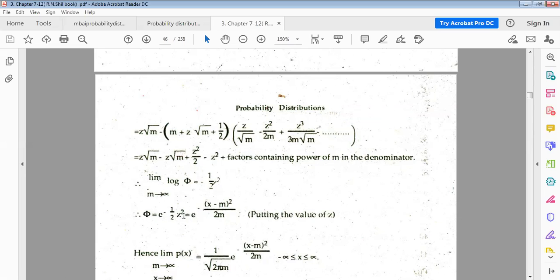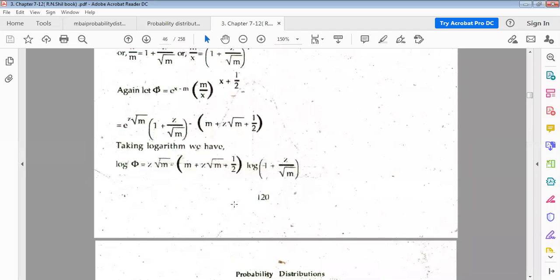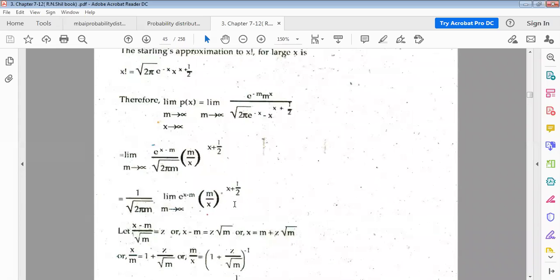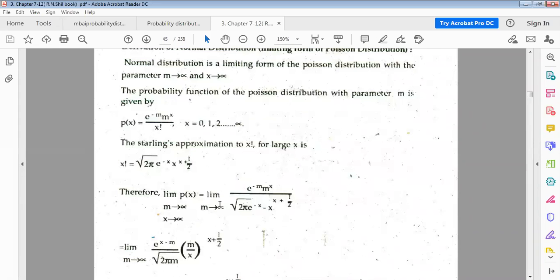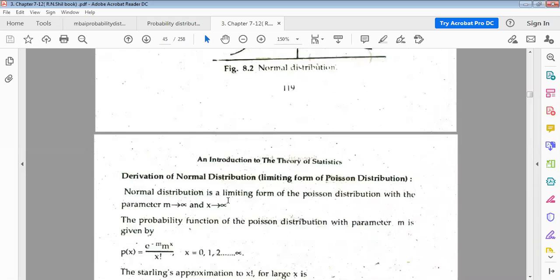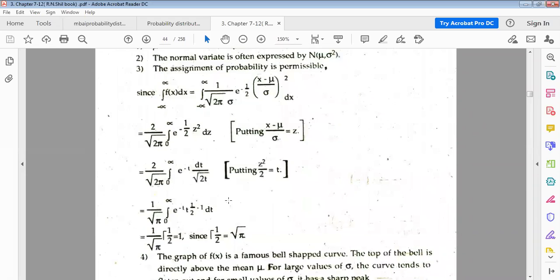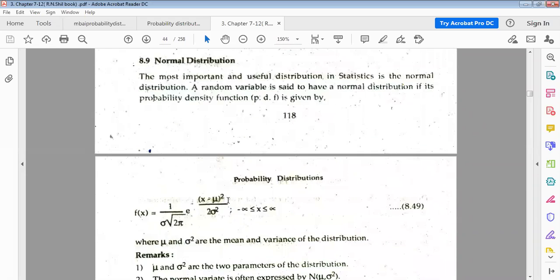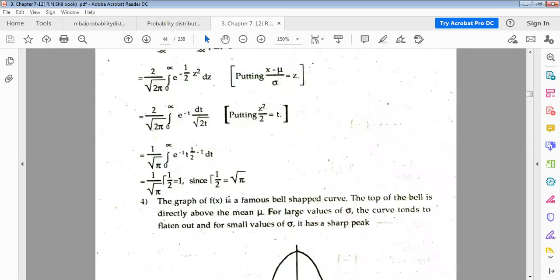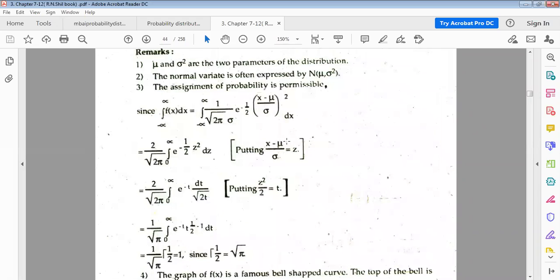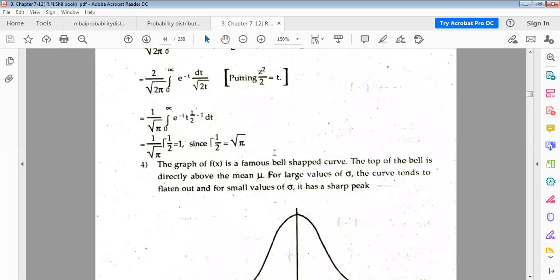And here z is x minus m divided by root m.